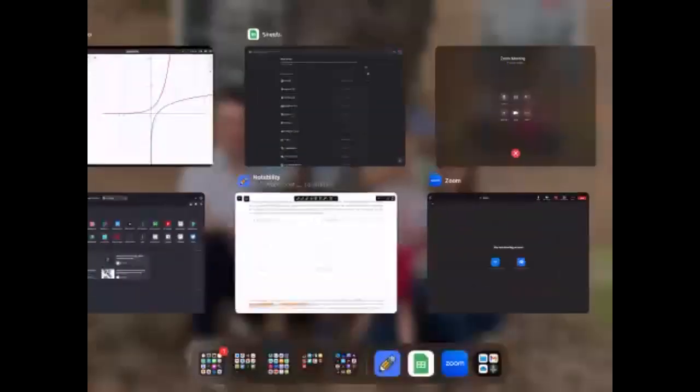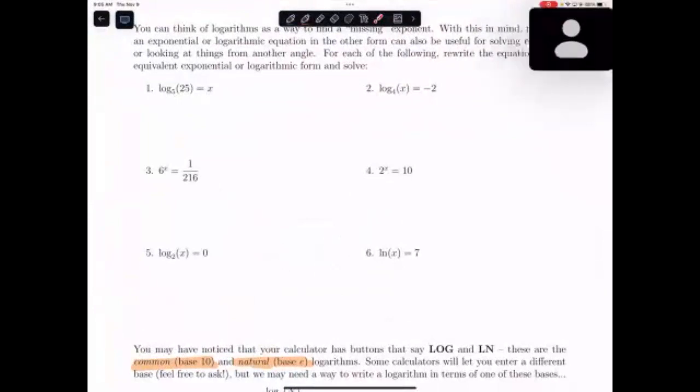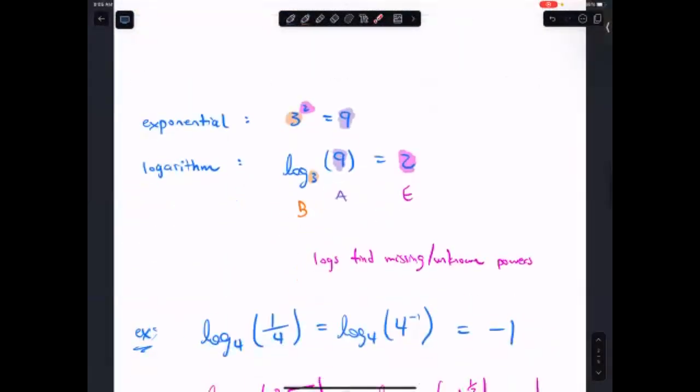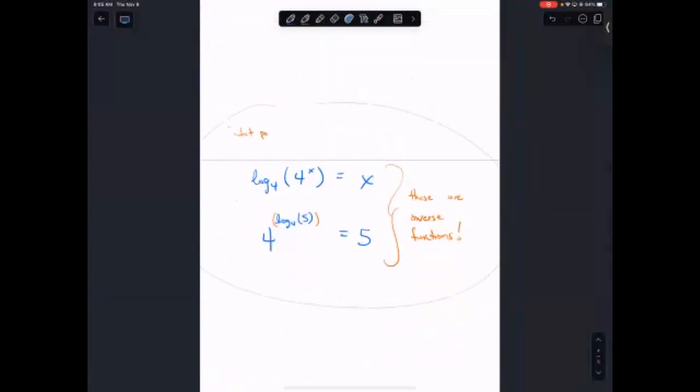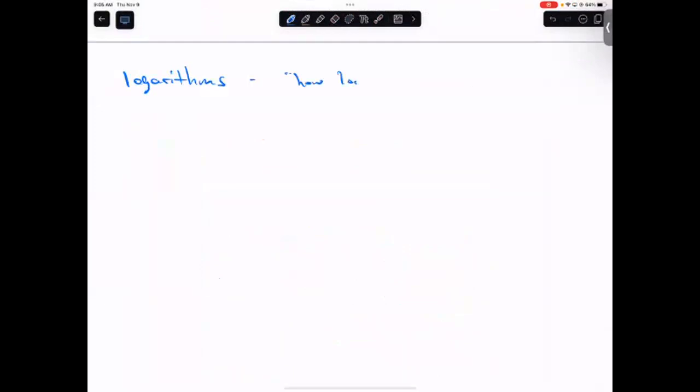There we go. Last time we started talking about logarithms. Just to recap a little bit, a logarithm gives us a way to find a missing or unknown power, right? So logarithms answer questions like, how long would something take? What power of a base is this? That kind of thing.